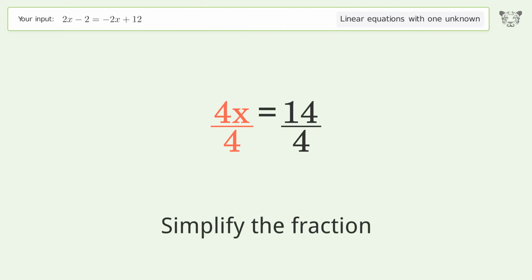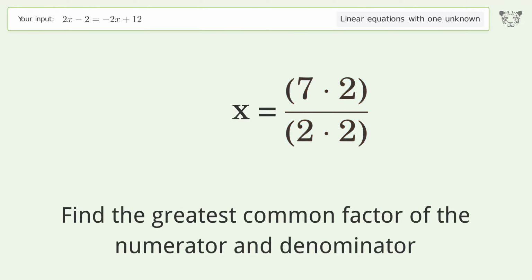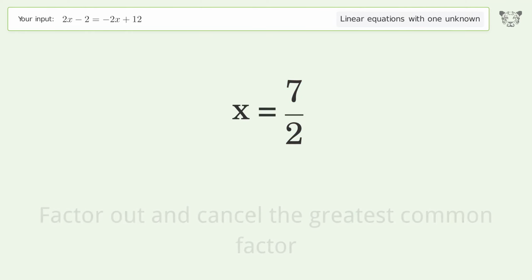Simplify the fraction. Find the greatest common factor of the numerator and denominator. Factor out and cancel the greatest common factor. And so the final result is x equals 7/2.